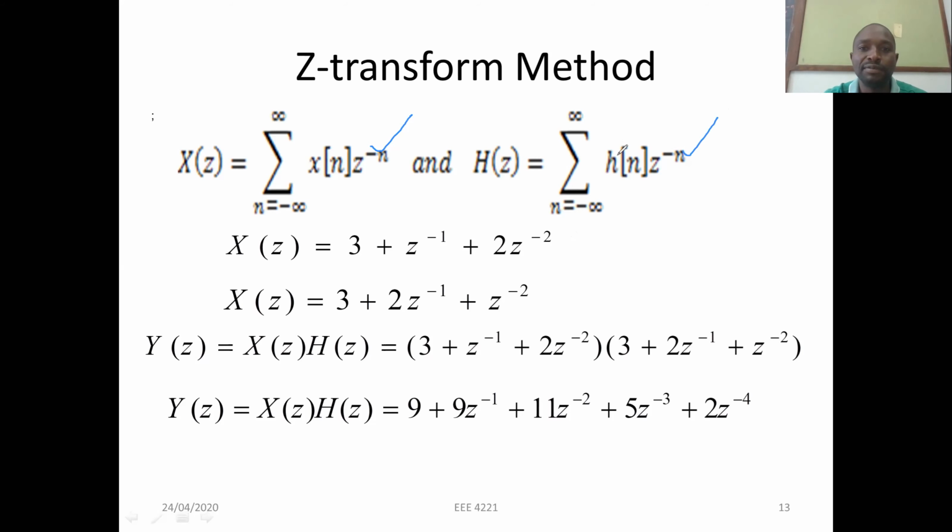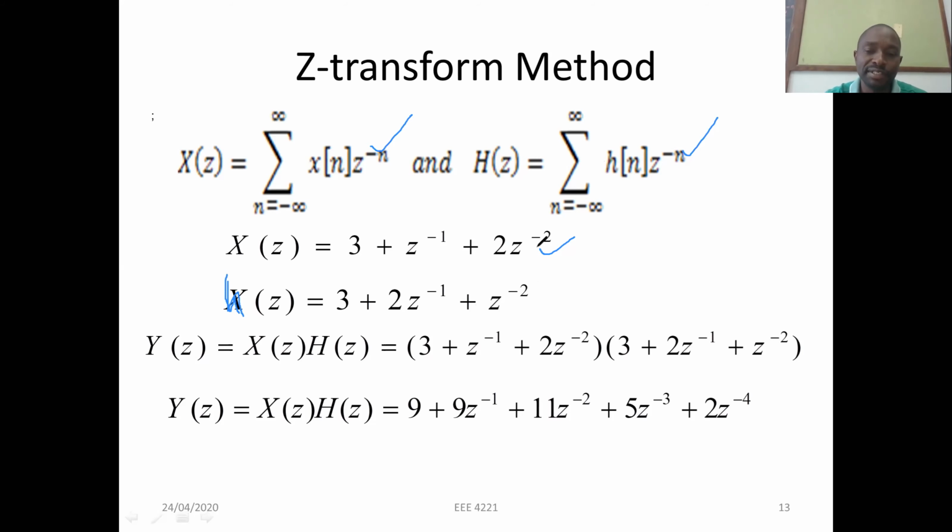And once you have found the Z-transform of the 2 signals, which is basically shown here for the first signal, X of z. This is the Z-transform. The second signal, this should have been H of z, not X of z. So take note, for the H of z here, it will be simply 3 plus 2 z to the power minus 1 plus z to the power minus 2 if you apply that equation there.